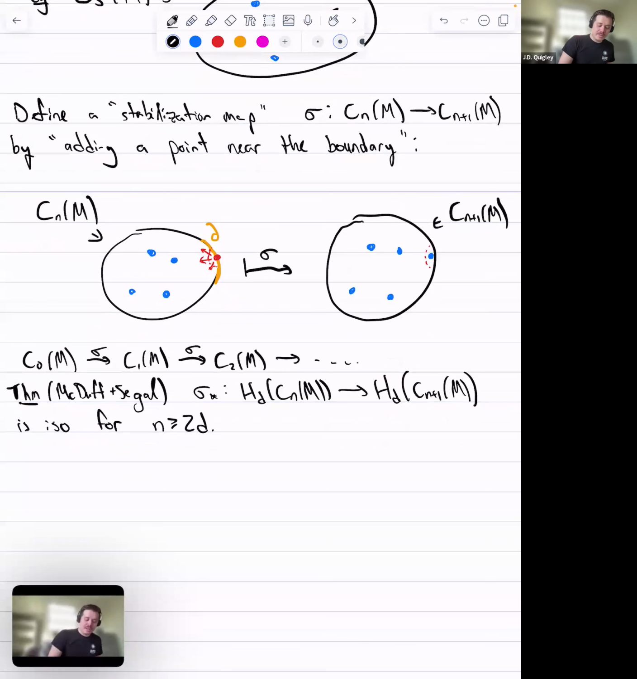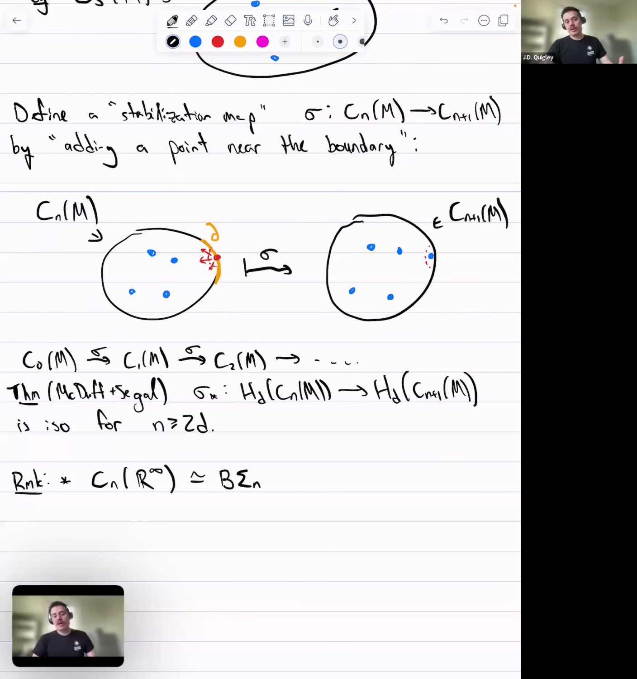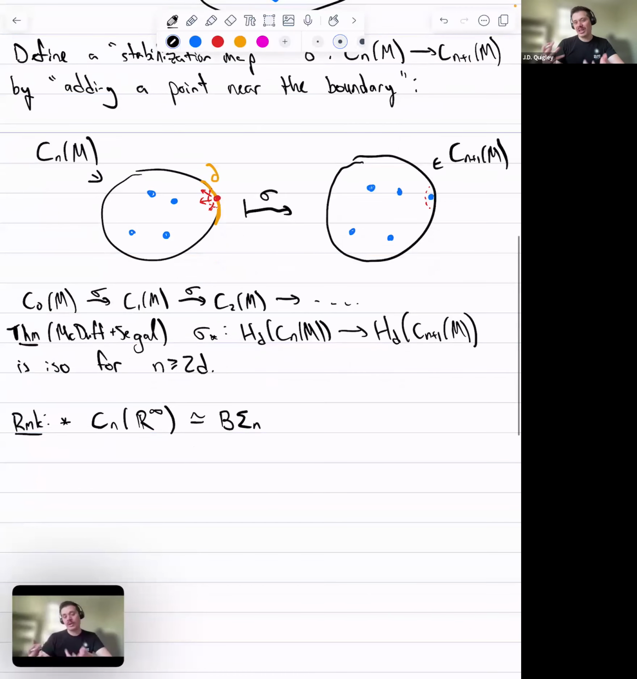And in some sense, that's maybe not surprising because if I look at configurations of endpoints inside of R infinity, some infinite dimensional Euclidean space, then this is a model for the classifying space of sigma n. And so if you have some sort of infinite dimensional version of the McDuff-Segal theorem, you recover Nakaoka's theorem, assuming you can identify the stabilization maps with each other.